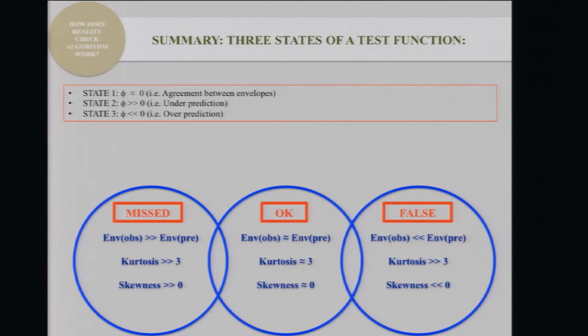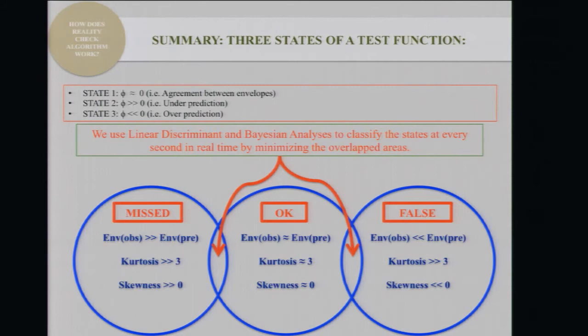So, in order to prevent that, in this Venn diagram, we use linear discriminant and Bayesian analyses to make these overlapped areas as small as possible. For instance, linear discriminant analysis is a linear summation of the features I talked about earlier, like derivative of vertical velocity kurtosis or derivative of horizontal displacement skewness. It gives us a parameter. That parameter maps the current state of the agreement in one of these three states.